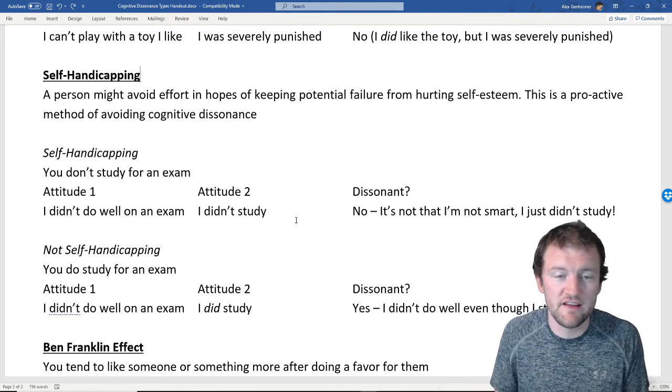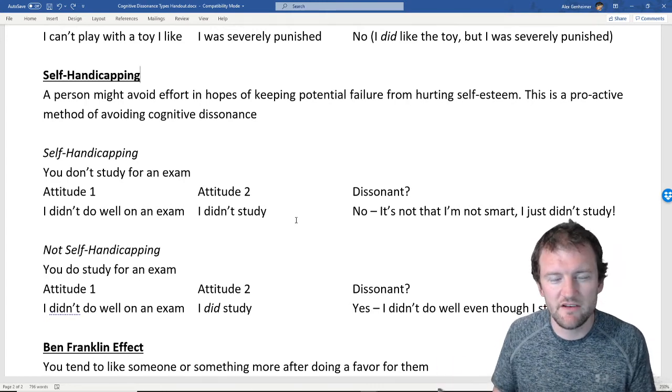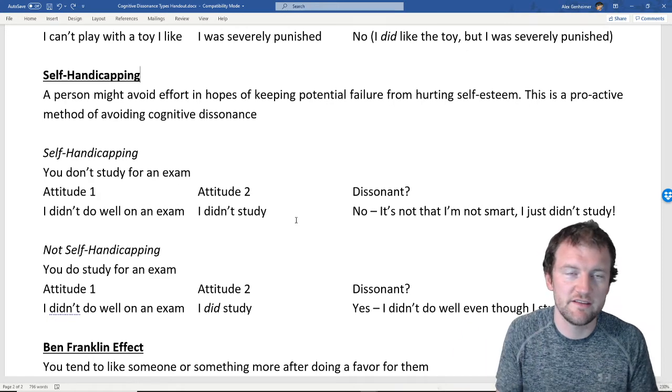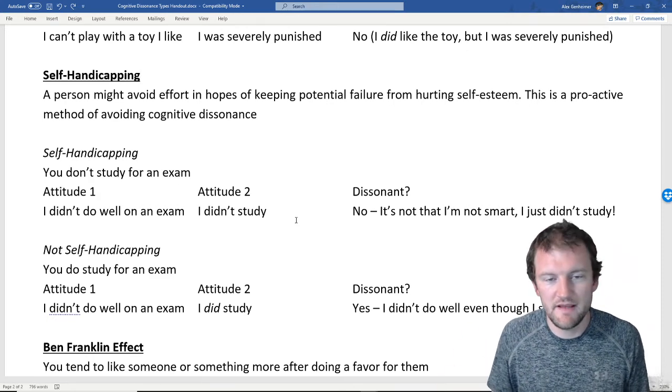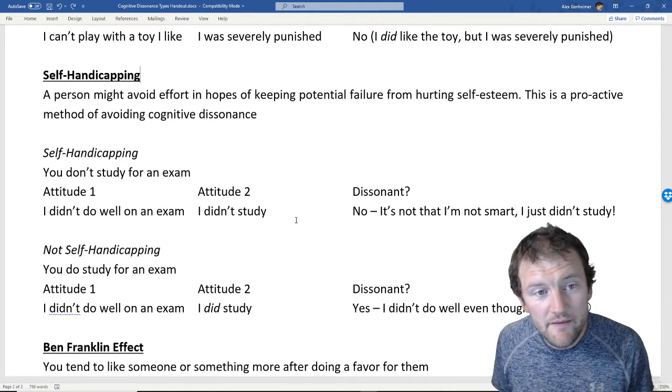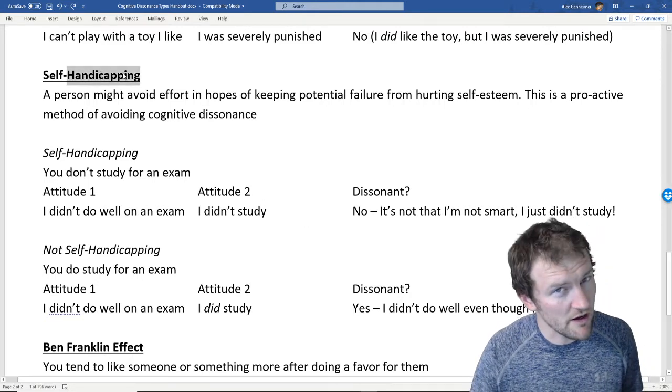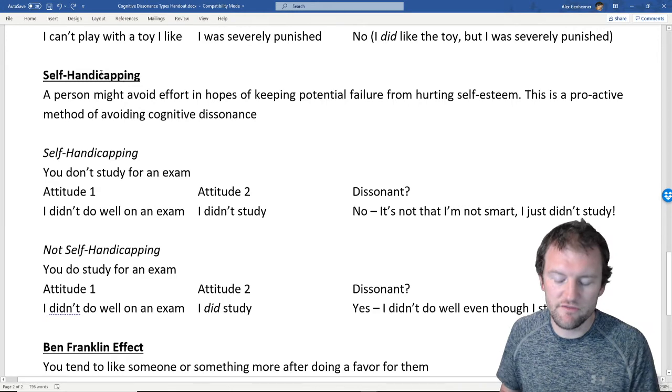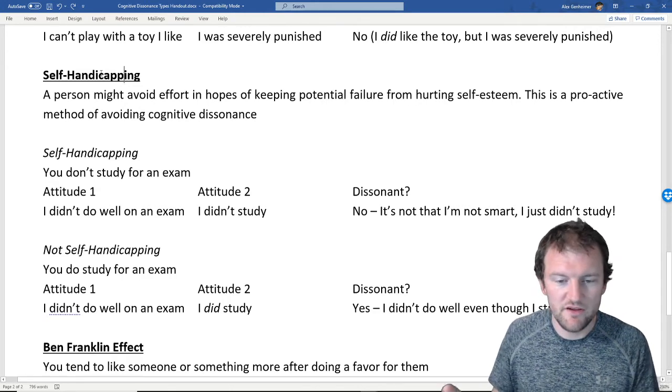You have dissonance. It's not good. You have to think maybe I'm not as smart as I thought, or maybe I had too high expectations. Either way, it is a psychological turmoil you have to go through. But if you don't try, if you handicap yourself, then that's okay. And you have no dissonance.